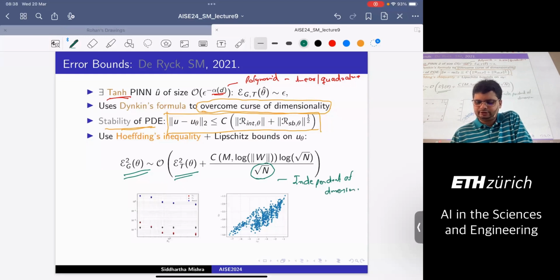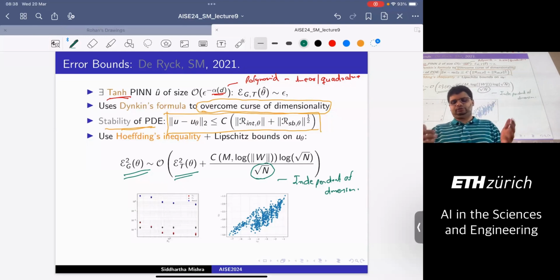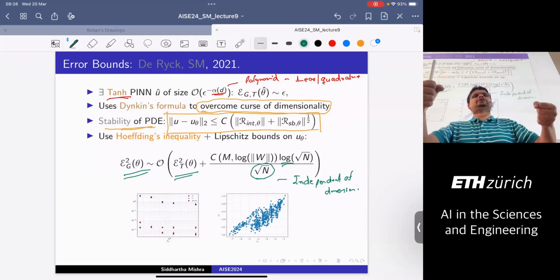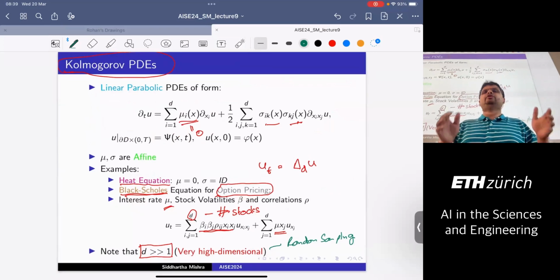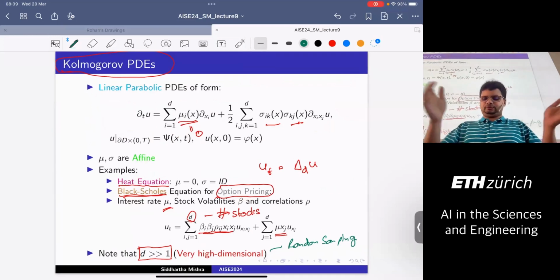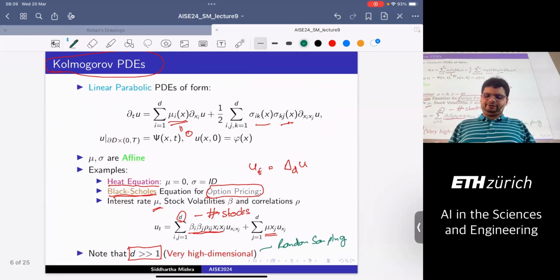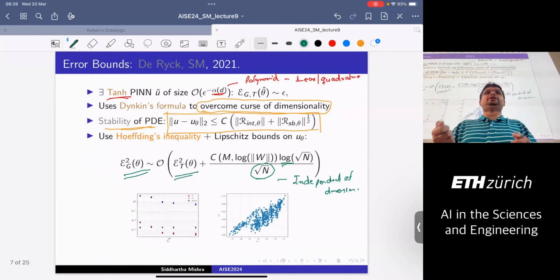So now it's independent of dimension. It is always going to be square root of n, or with a correction because there's a log on top. But you know that any power grows faster than a log. So of course, these things decay as n grows. So what have we shown? We have been able to show that for this particular class of PDEs, albeit a very special class with wide applications, because of the stability of the PDE, small residuals imply small errors.